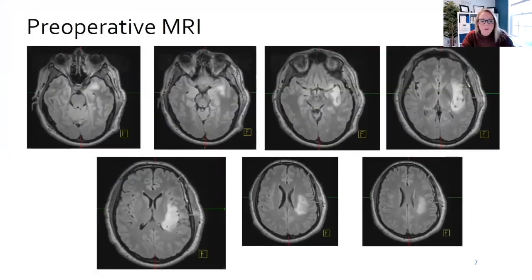Here is his preoperative MRI. As you can see, there is an expansile FLAIR hyperintense mass involving the left insula, left external extreme capsules, left corona radiata, and left anterior superior temporal lobe. In the axial plane, the lesion measures approximately 6.5 by 2.3 centimeters.